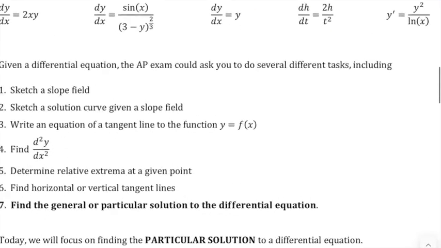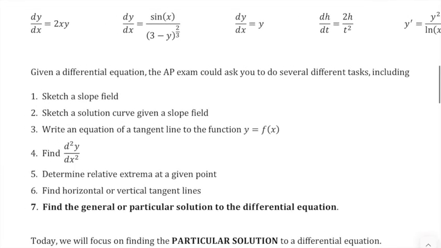Now, here are at least the 7 things that they could ask. We kind of went over sketching slope fields, or like doing slope fields. Today we're going to focus on just finding the general solution to the differential equation. They could also ask you to find the second derivative, to determine relative extrema, anything about tangent lines, or write an equation of the tangent line. So that's kind of everything that they ask you.